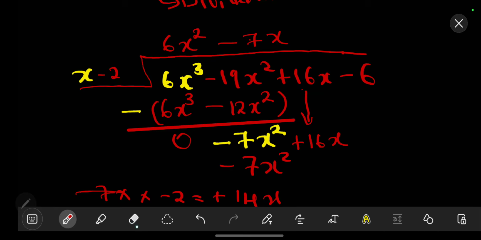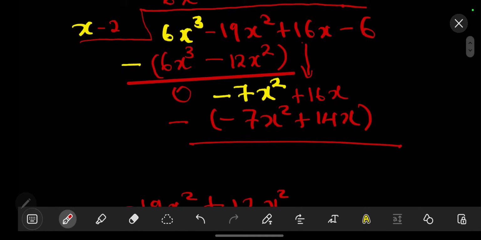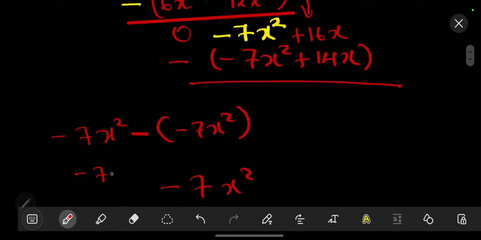So we are going to write our 14x. So we have plus our 14x like that. Then from here, we are going to put these in brackets and subtract. So what are we going to get when we do that? We are going to get a value equivalent to negative 7x squared. We are subtracting, so we have minus, open brackets, minus 7x squared. So this will give us a negative 7. Then this and this will be plus 7x squared.